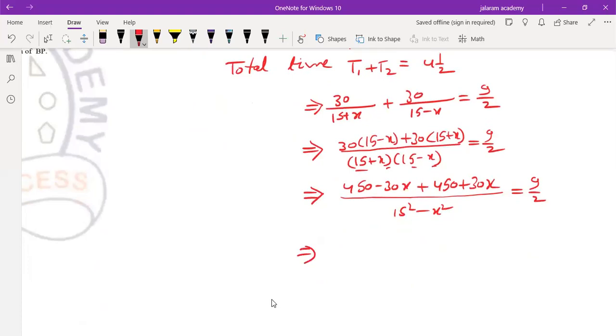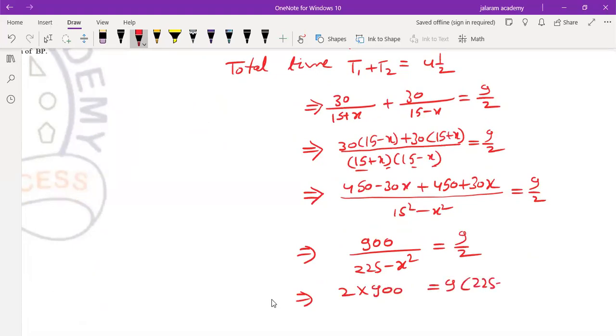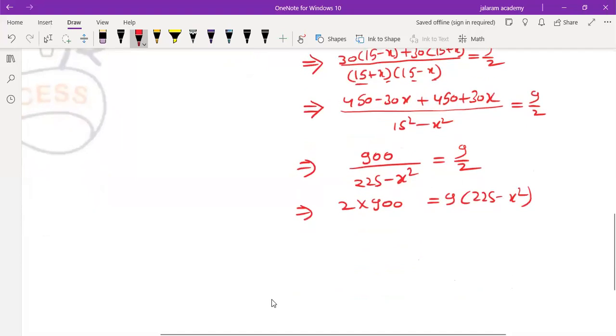It implies 30x cancelled out, 450 plus 450, 900 over 225, 15 square is 225, minus x square equals to 9 by 2. Cross multiplying, 2 into 900 equals to 9 into 225 minus x square. Dividing both sides by 9, 2 into 100, 900 by 9.